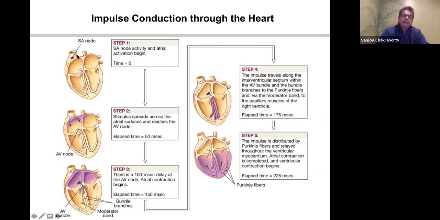From the SA node to the AV node, when the signal travels, it takes approximately 50 milliseconds. One millisecond is one thousandth of a second. So 50 milliseconds is literally a fraction of a second to travel from the SA node to the AV node. And while they're traveling from the SA node to the AV node, they depolarize the atria.